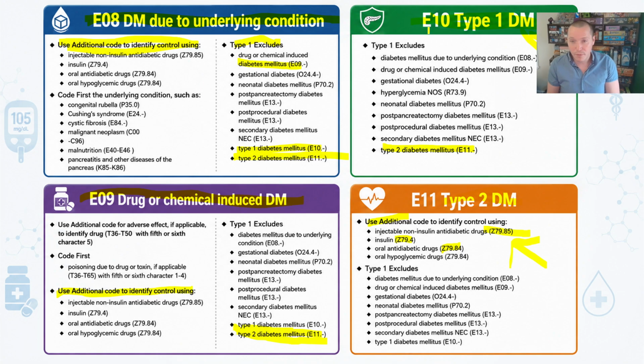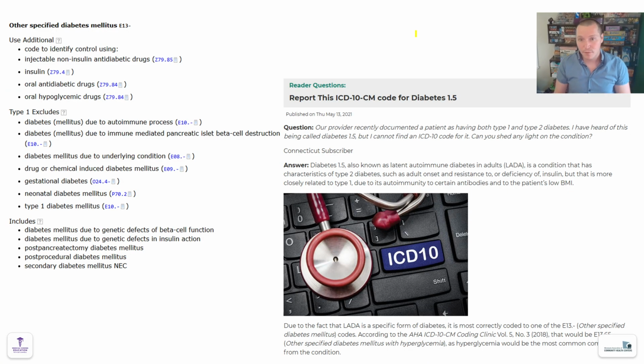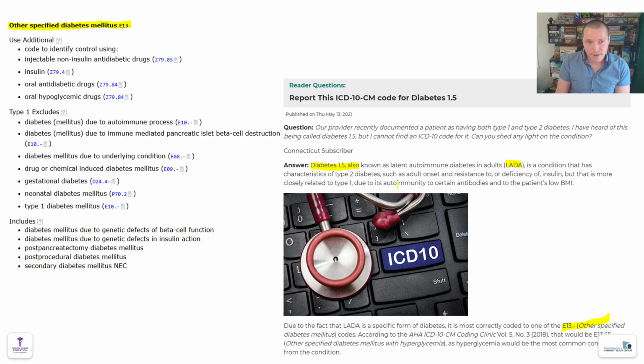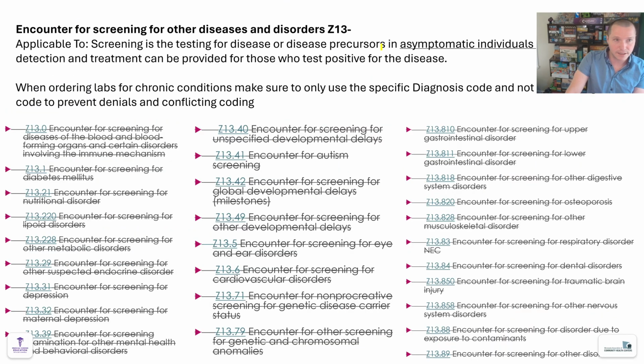So what about type 1.5 then, LADA? Well, guidelines for type 1.5 is pretty clear that one is going to fall under the other specified diabetes, E13. A recent letter from the APAC issued that yes, for diabetes type 1.5 LADA, we will use the E13 codes. So just remember that we will use the E13 codes for whenever we have a type 1.5 patient. You do not want to indicate both type 1 and type 2. That's just going to look silly and it's going to cause denials. Make certain you use the E13 in those situations.